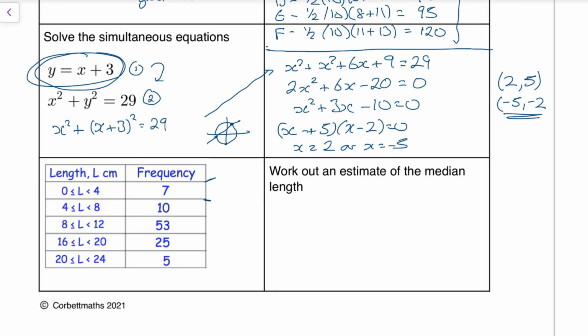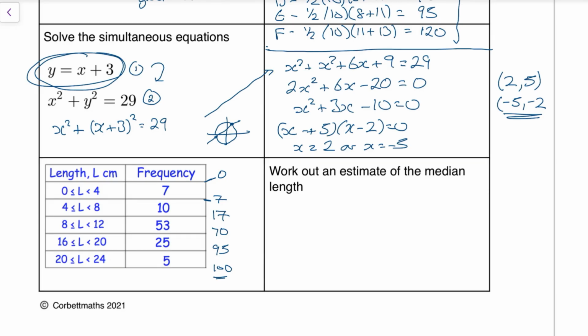I write it like this. So the first class, or the first row, is between 0 and 7. The next row goes from 7 to 17. In other words, it's 7 plus the 10 in between. Then 17 plus 53 is going to give me 70. 70 plus 25 is going to give me 95. And 95 plus 5 is going to give me 100. I quite like the fact it's a nice number. Suggests I probably added it up correctly.